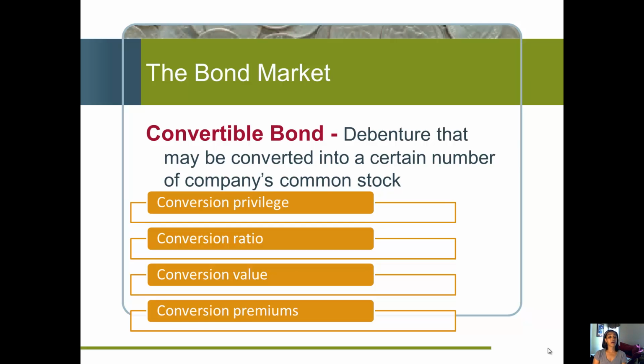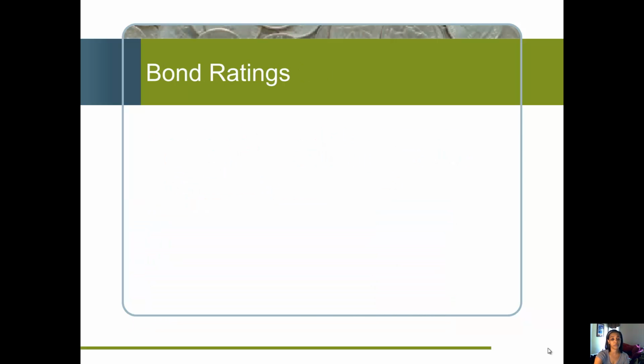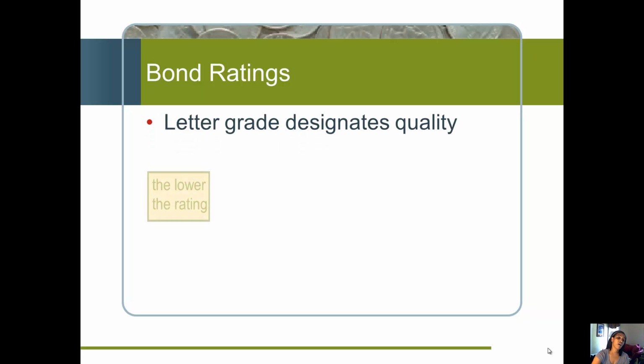Now remember, we talked also about convertible bonds. These are bonds that could be converted into that company's stock under certain conditions. So you have to have that conversion privilege. There would be a ratio that would be specified, that is the ratio of the number of shares of stock that each bond would convert into, and then there will be conversion values and premiums associated with that conversion process.